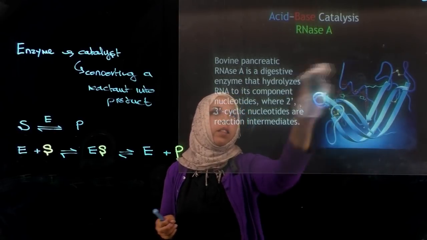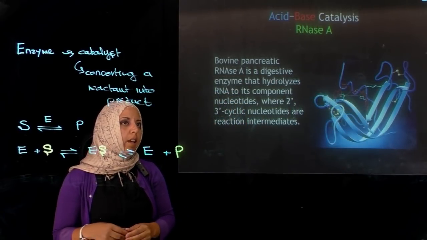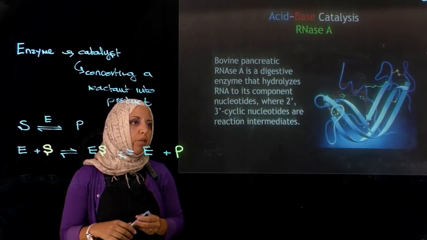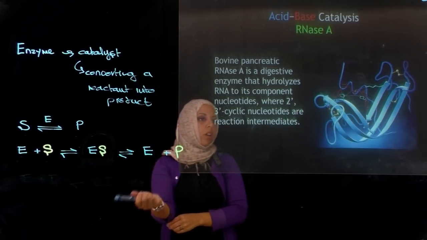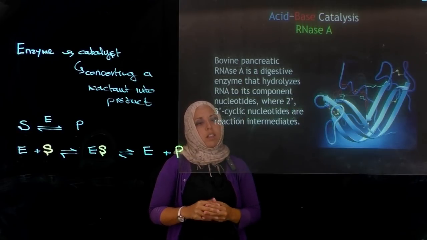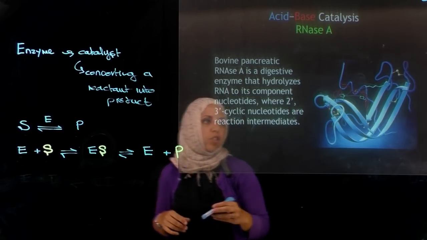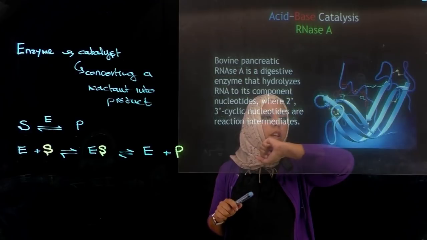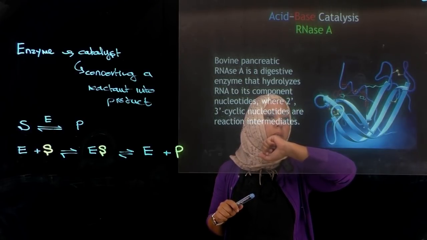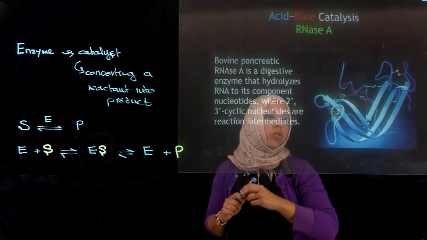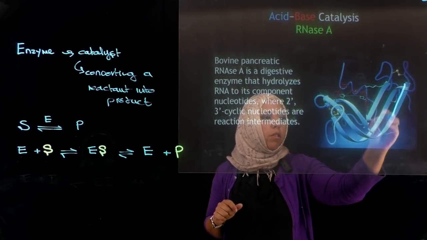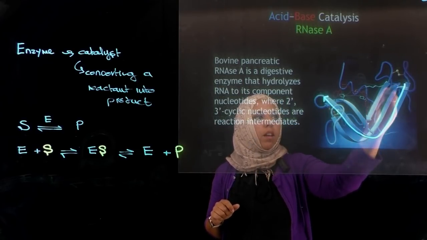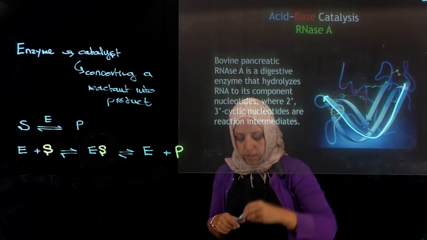An example of an acid-base catalyst is that of RNase A, which is a digestive enzyme that hydrolyzes different RNA components into their nucleotides, right? And it forms cyclic nucleotides in the reaction intermediate. And if you take a look at the tertiary structure of that protein, you'll notice some beta sheets. So that arrow is indicating the direction. It is going from the N terminus to the C terminus.